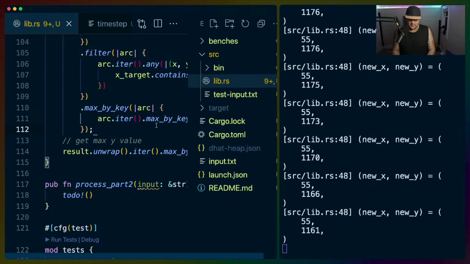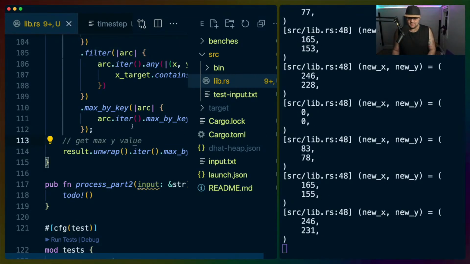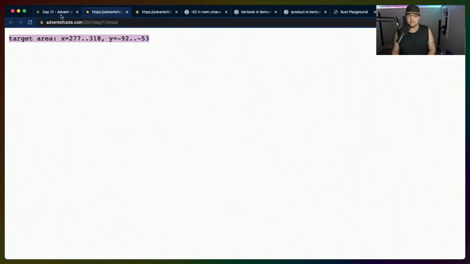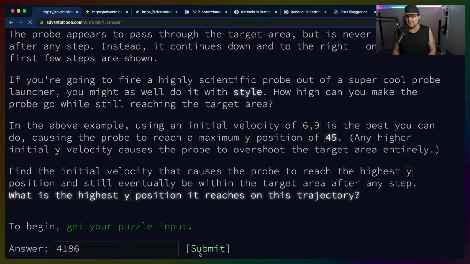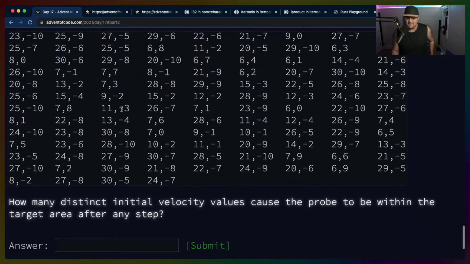Oh no, I left the debugs in. Why did I leave the debugs in? Hopefully that's the right answer. If it's not the right answer, I'm going to be sad. Big sads. Yeah, it's the right answer. We win. We brute forced it.